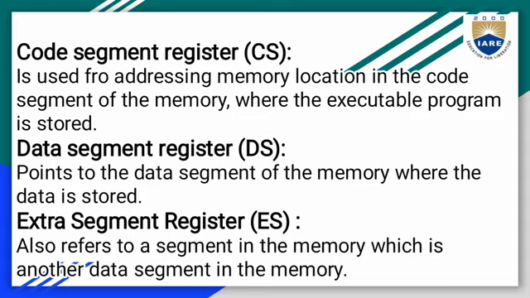Again, CS is used for addressing memory location in the code segment of the memory where the executable program is stored. DS points to the data segment of the memory where the data is stored. ES also refers to the segment in the memory which is another data segment. Moving further.